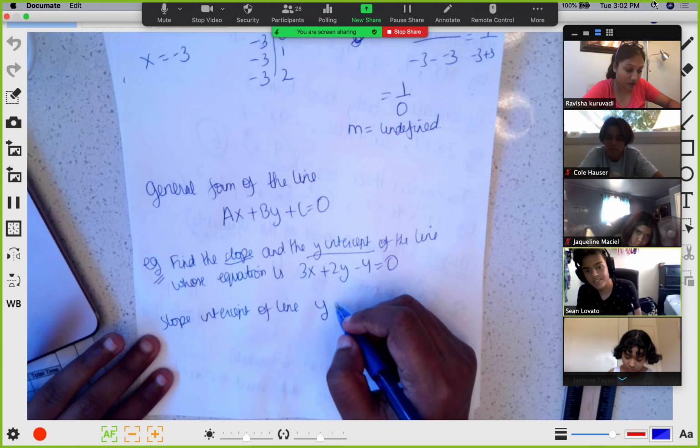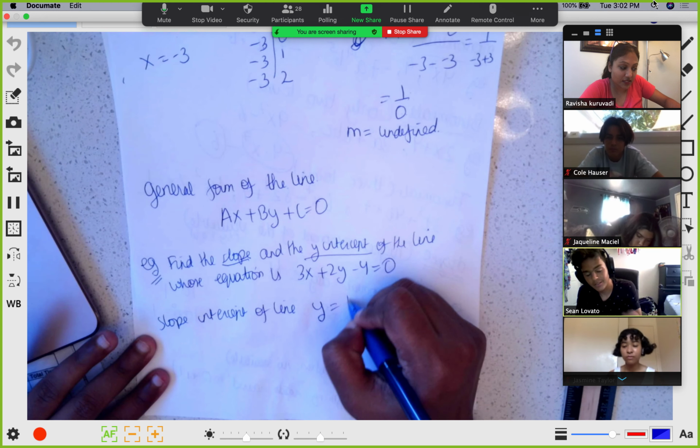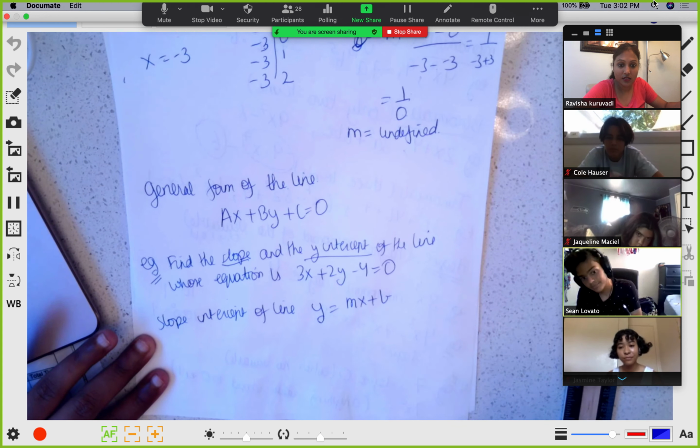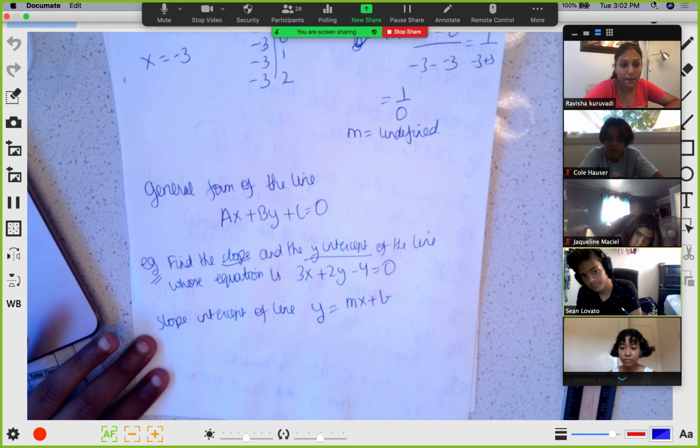Of y would be 2. No. What is the slope? It is y is equal to mx plus b. This is the equation, right? Yeah. If this is the equation, I'd ask you what is the slope?